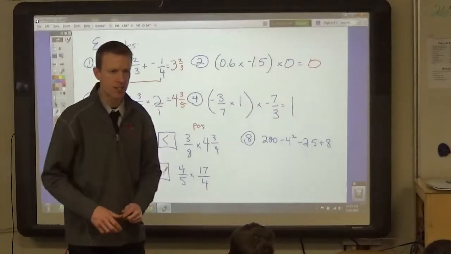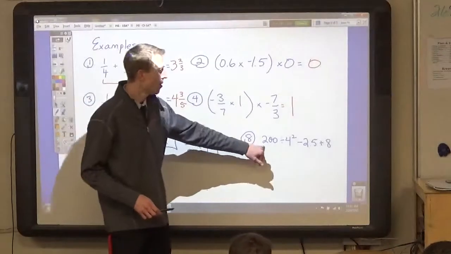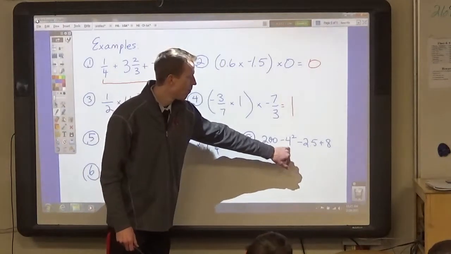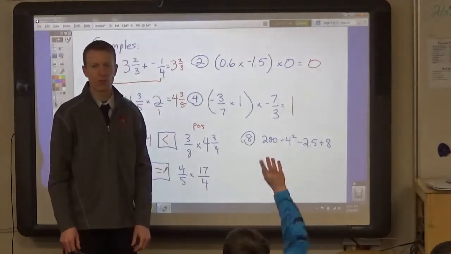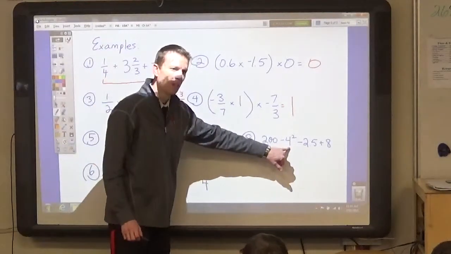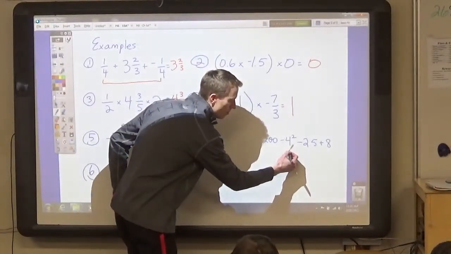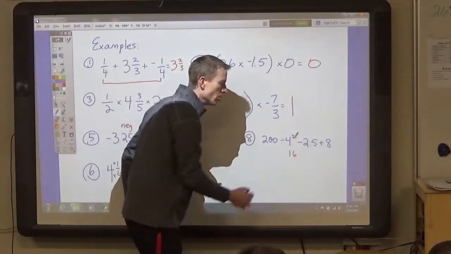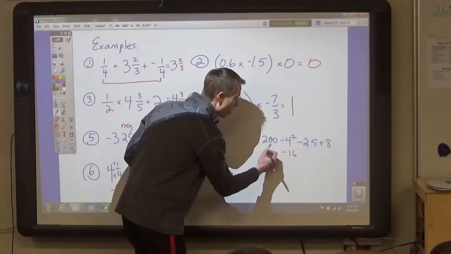The order of operations. Number 8: 200 divided by 4 squared minus 2.5 plus 8. What should we do first? Max? Exponents first. Let's simplify the exponent. That is 16. It's not 8, it's not 4 times 2, it's 4 times 4. Then bring down what's left.